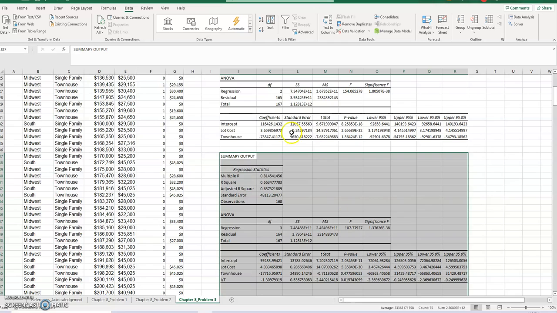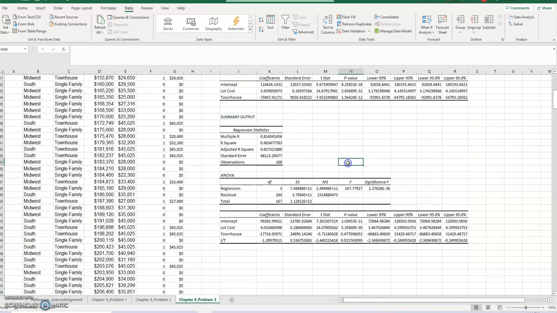And so what we're doing here is, remember that we had two main effects not interacting in the first model. That was lot cost and townhouse describing variation in the selling price of a house. Notice that if you look at the p-values here, both of them are very small. The test statistics are very large in magnitude, and so both variables are significant. So when I say main effects, I'm talking about lot cost and townhouse.